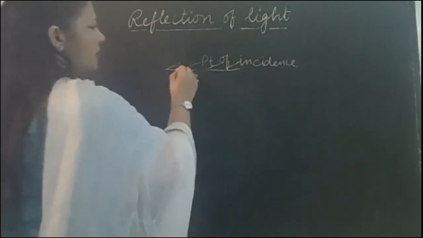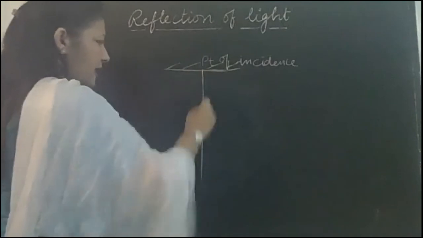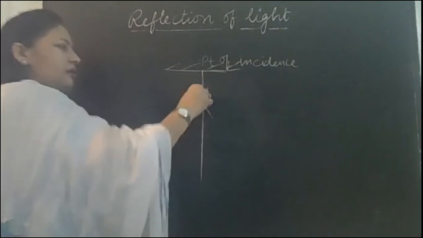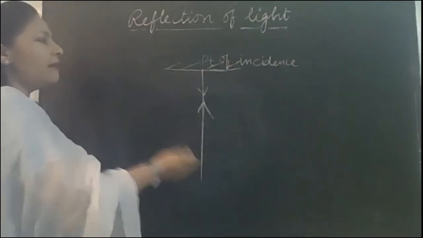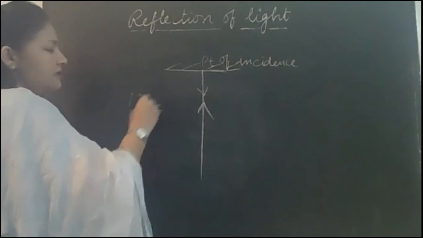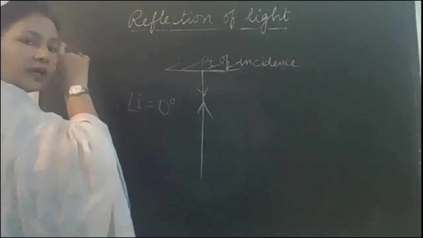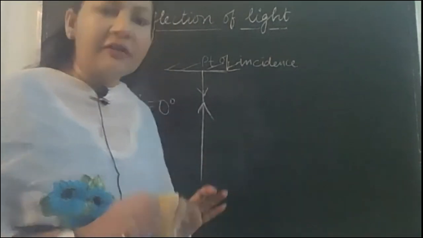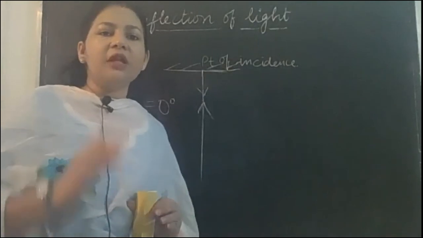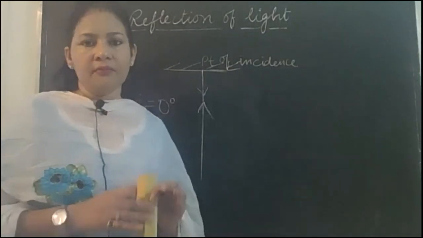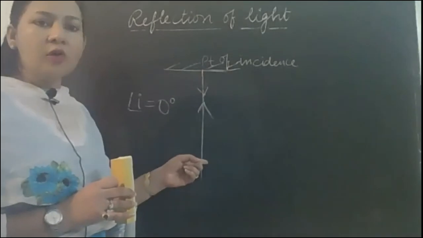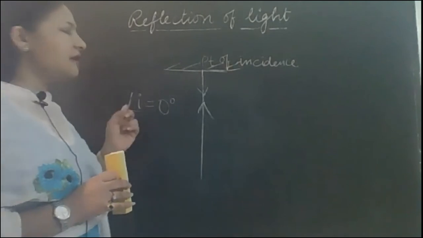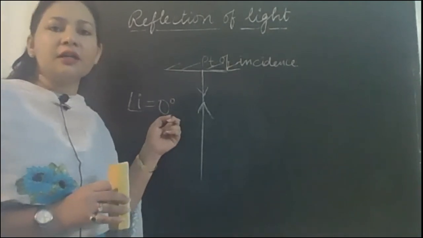So again, this is the mirror and rays falling normally on it. It will come back. According to the rules, it will come back. Why? Because the angle of incidence was 0 degree. It is not 90 degree as you may think, because according to the definition, the angle of incidence is the angle between the normal and the incident ray. So this is also normal. Normal will also be along this and the incident ray is also along this. So the angle between the incident ray and the normal, the angle of incidence, is 0 degree in this case.